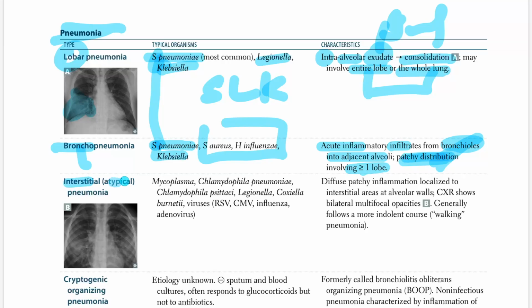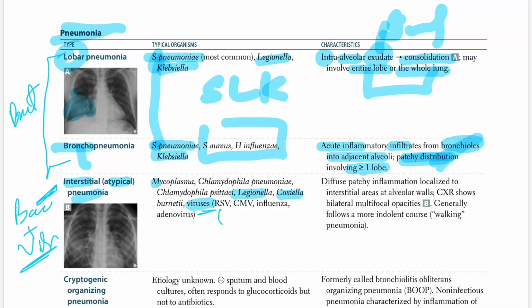Now the interstitial one, which is atypical pneumonia, is caused by Mycoplasma, Chlamydophila pneumoniae, Chlamydophila psittaci, Legionella, Coxiella burnetii, and viruses. See, we have viruses here now. One thing to know is that these two are most commonly caused by bacteria, and this one is caused by bacteria plus viruses. The viruses are RSV, CMV, influenza, and adenovirus. It is diffuse patchy inflammation localized to interstitial areas at the alveolar walls.